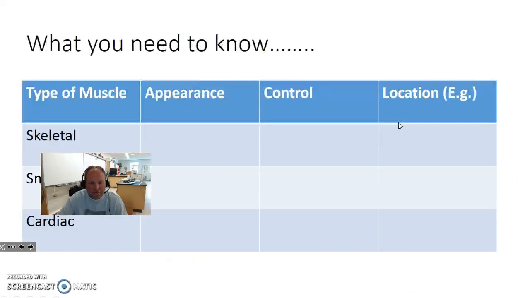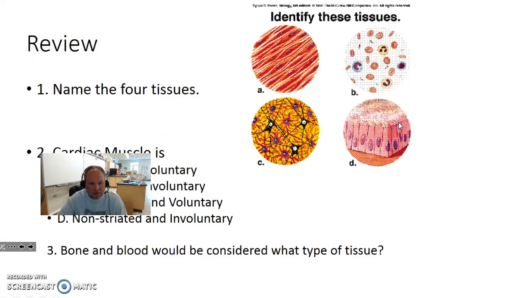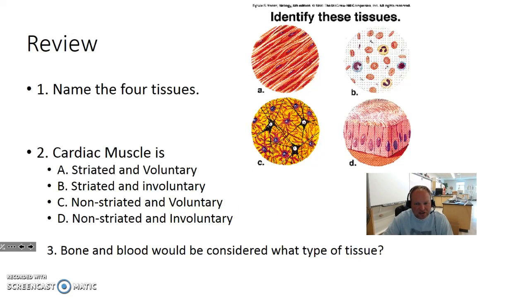Okay, time for your review. So here's your review. Now that you've got them all, go ahead and knock these 3 questions out. So number 1, name all 4 of these types of tissues. Ooh, these look like rectangles. I wonder what kind of tissue that is. Cardiac muscle. Which combo is cardiac muscle? And bone and blood. What type of tissue would that be?